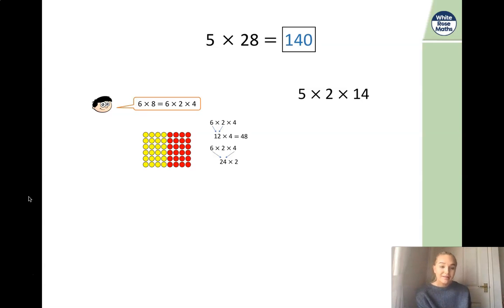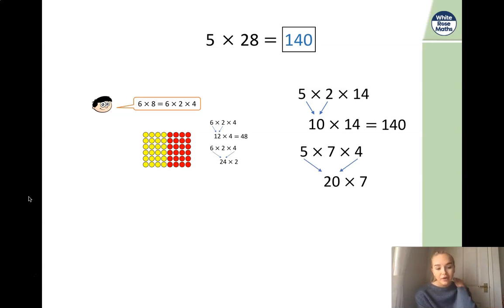We know always that if we get 5 and 2, we can group them together to make 10. And our new multiplication would be 10 multiplied by 14, giving us 140. But we could also look at different factor pairs of 28 being 7 and 4. We could then group together the 5 and the 4, giving us 20 multiplied by 7. Now if we know that 2 multiplied by 7 is what, please? 14. We can then multiply that by 10, giving us 140.